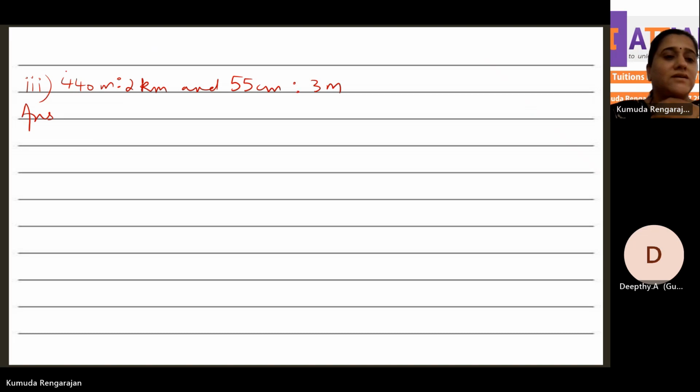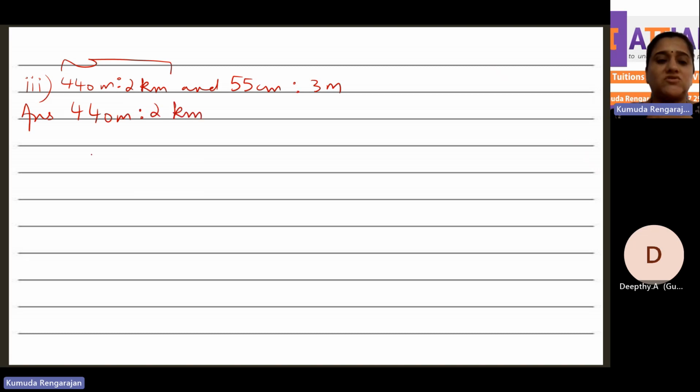Correct. So in this ratio itself, we have different units, so you cannot simplify that as it is. We have meter and kilometer in the same ratio. Correct? So what should you write? First we'll take up 440 meters and 2 kilometers. We need to convert kilometers to meters.